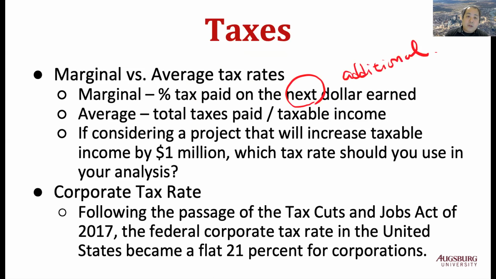The second one is the average tax rate. This is total taxes paid divided by taxable income. So the numerator is just the taxes you paid, and the denominator is all of your taxable income.